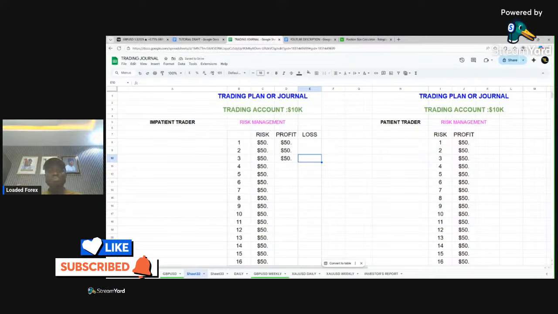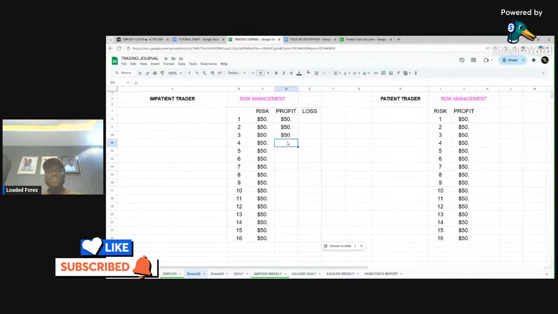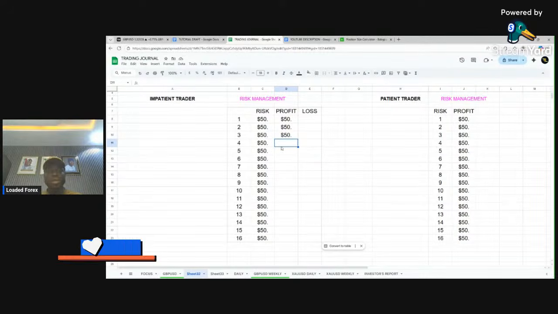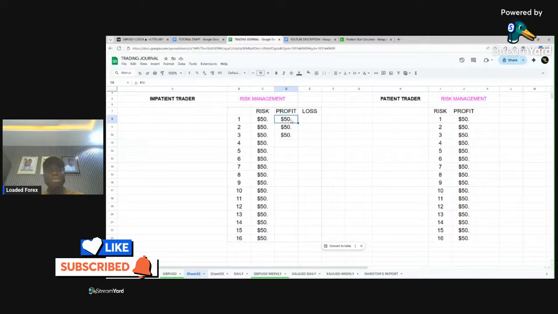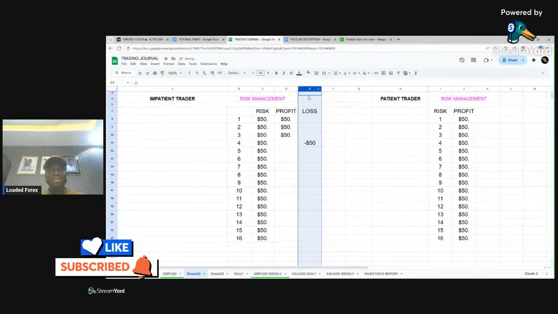This is how a beginner trader behaves in the market, right? Then life happens on the fourth trade. The same strategy this trader has been using to make the first profit, second profit, third profit, he applies again. Then what happened on the fourth trade? He experienced a bad day in the market. Then he lost $50.